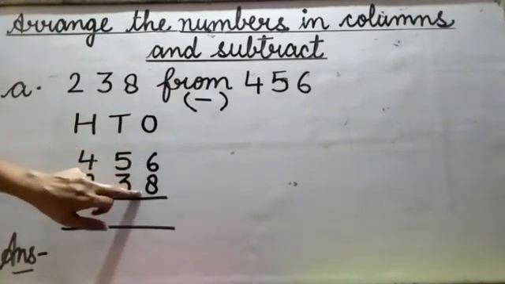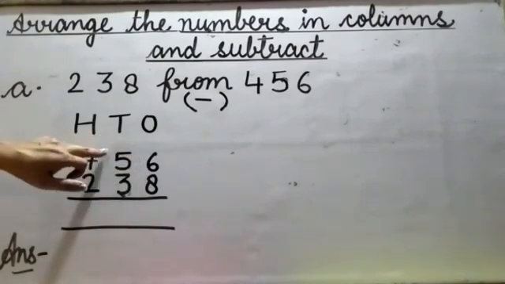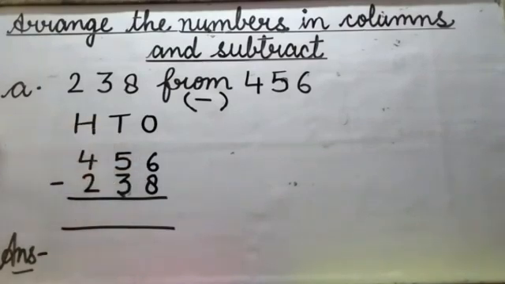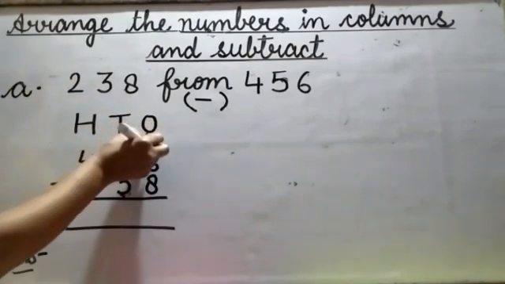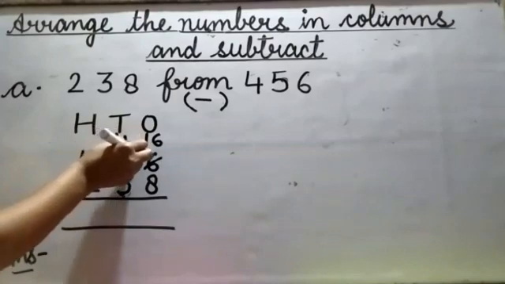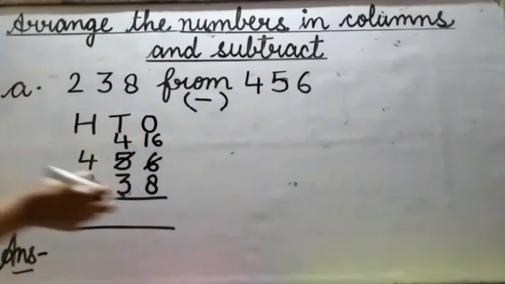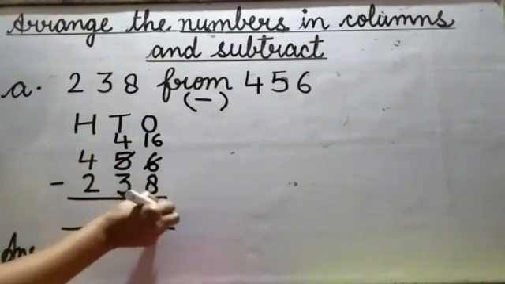6 minus 8. 6 is smaller than 8. So, 8 will not be subtracted from 6. So, children, what will we do? We will borrow 10 from the tens column. So, 6 will become 16 and 5 will become 4. Now 16 minus 8 is equal to 8.